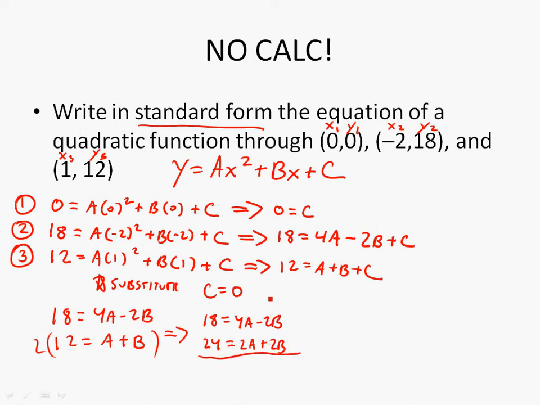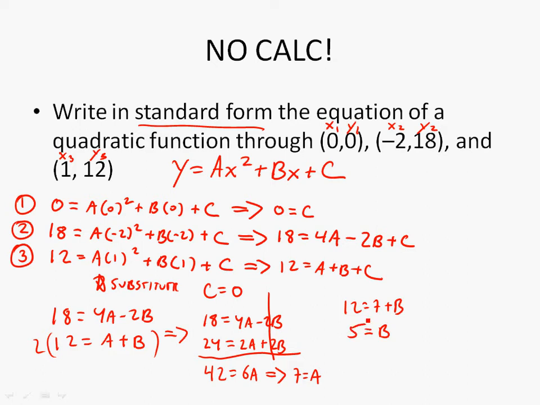So my b's will eliminate. Minus 2b plus 2b is just 0. I have 42 equals 6a. So 7 equals a. And then all I have left to do is substitute 7 back into one of my equations. So I'll say 12 equals 7 plus b. By subtracting 7, I get b equals 5.